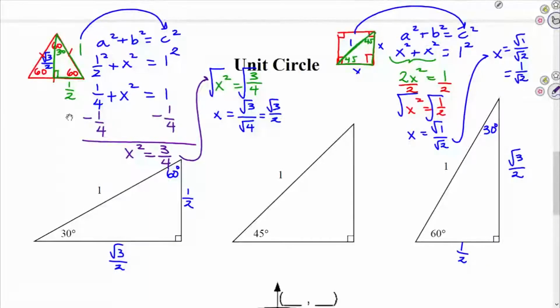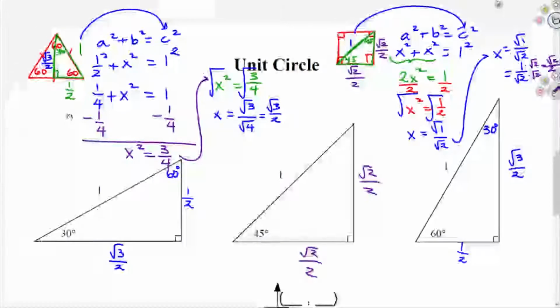Now, let me point out, I've got to the point where I have 1 over root 2, but I want to rationalize my denominator, and so I'll multiply top and bottom by root 2, and I get root 2 over the square root of 4, which is 2. So basically, both of these legs are root 2 over 2 and root 2 over 2.